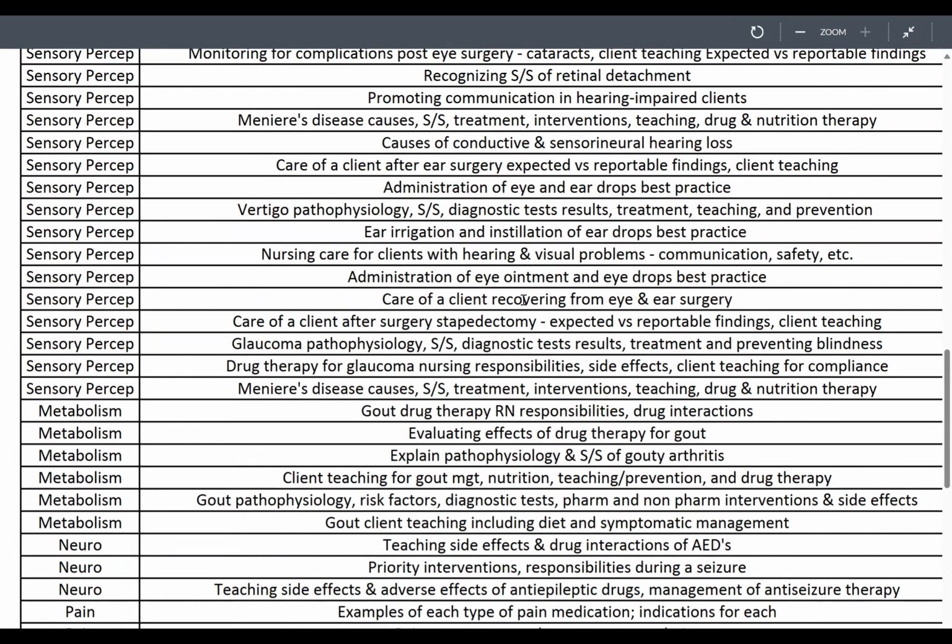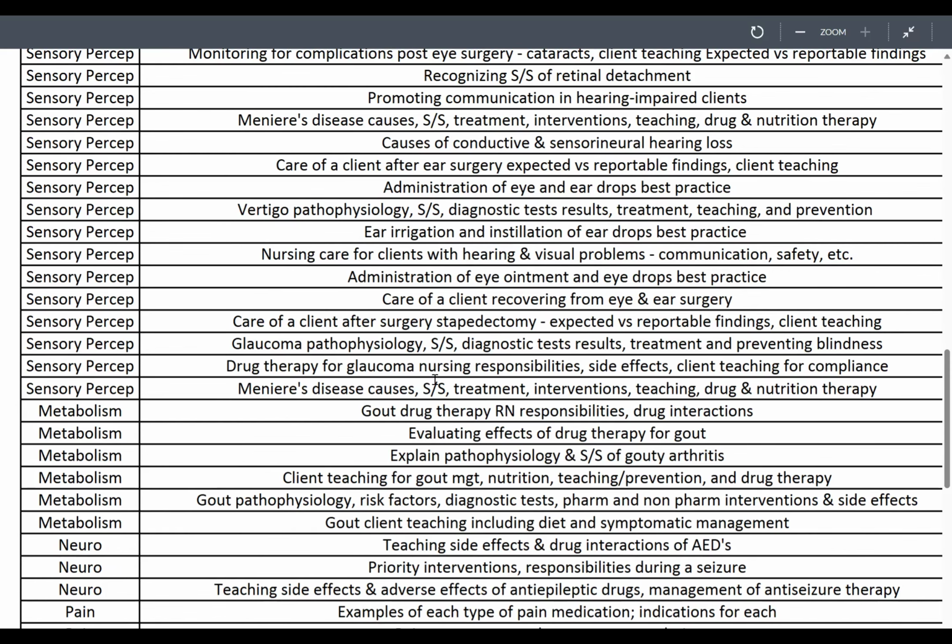Okay, so this one, if you see multiple topics which are the same, let's say here, care of a patient after ear surgery and then eye surgery, that means that's multiple questions. Okay, meaning this one may be for eye and ear, and then you'll see it here again. So that means there's multiple questions. And here again, specifically stapedectomy. Okay, so same thing as eye surgery. This one is ear surgery.